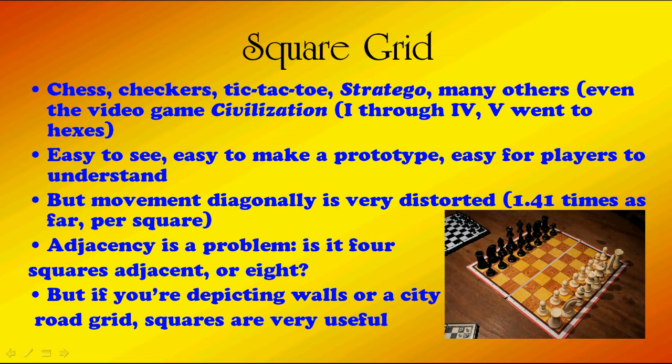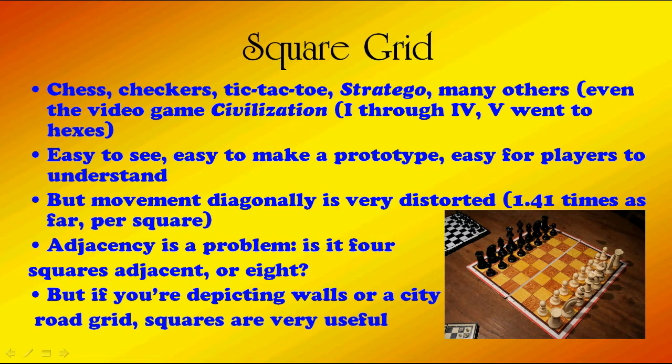The first and most obvious way to make a game board is to have a square grid. Chess, checkers, tic-tac-toe, Stratego, even the video game Civilization, and I suspect many other video games underneath, use a square grid. It's easy to see. It's easy to make prototypes, it's easy to program if you're doing a video game, it's easy for the players to understand. However, there are some problems with squares. The most prominent is that movement diagonally is very distorted. It's 1.41 times as far per square. And that's why occasionally you'll see a game where moving diagonally will cost you 1.5 movement points or movement capability rather than just one.